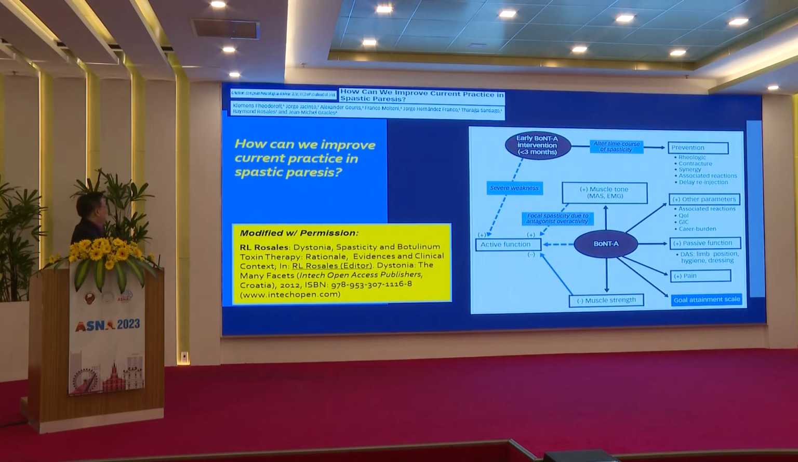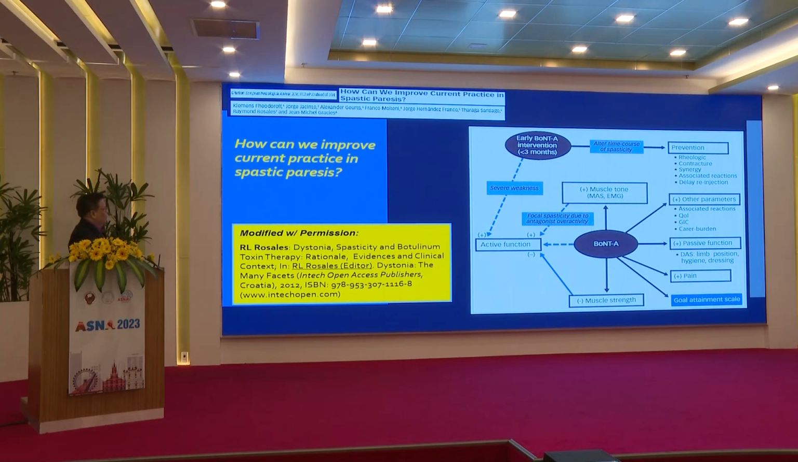Okay, so now how can we improve current practice of spastic paresis? We mentioned already about shoulder injections, and we mentioned about the pathophysiology of spasticity and how botulinum toxin can impact on it. But now we look at how else can we improve botulinum toxin effect in spastic patients.